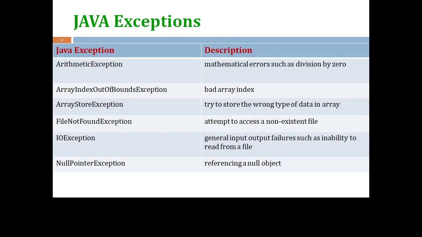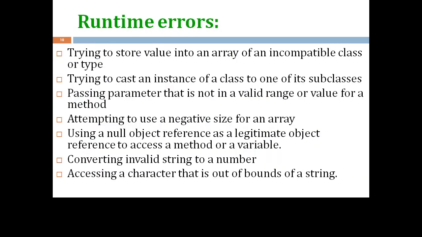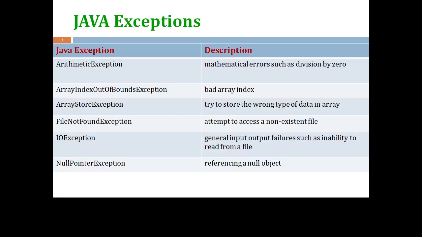So these are classified exceptions. In the previous session we gave some situations. Here we are going to give some classification. What is the classification here? One is arithmetic exception: mathematical errors such as division by 0 is one of the exceptions. Array index out of bounds exception is one more exception.